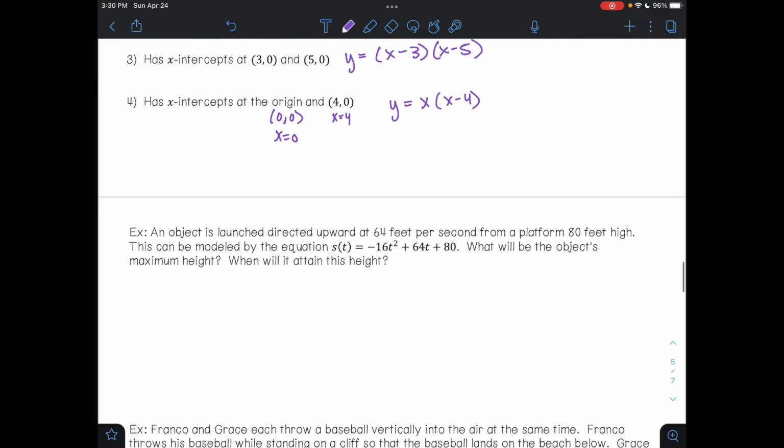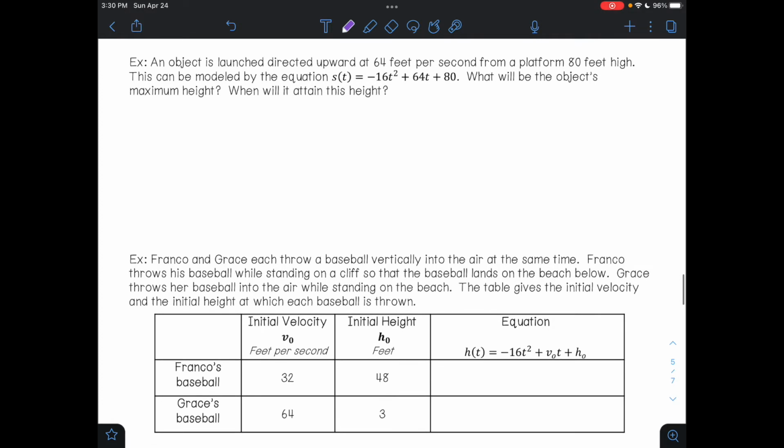Let's go to the back page. It says an object is launched directly upward at 64 feet per second from a platform 80 feet high. This can be modeled by the equation s of t equals negative 16t squared plus 64t plus 80. What is the object's maximum height? When will it obtain this height? To find the maximum height, you're going to look at the vertex, and that is going to be the y-coordinate. So the y-coordinate of the vertex is going to be the height, and when it obtains this height will be the x-coordinate of the vertex.